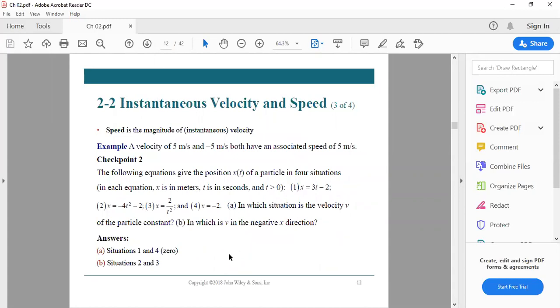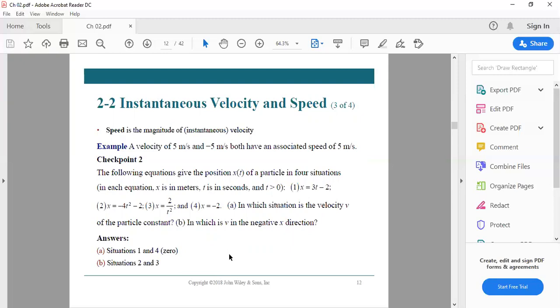So speed is going to be the magnitude of the instantaneous velocity. So for example, you've got a velocity of 5 meters per second and minus 5 meters per second. And they both have an associated speed of 5 meters per second.